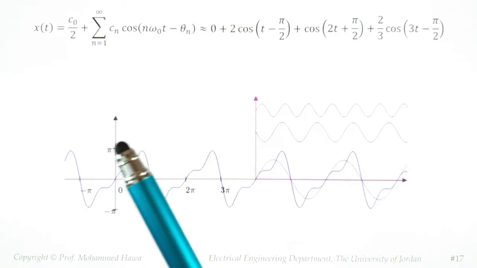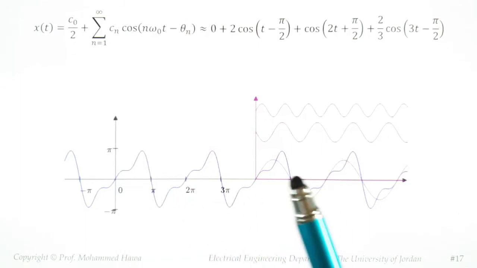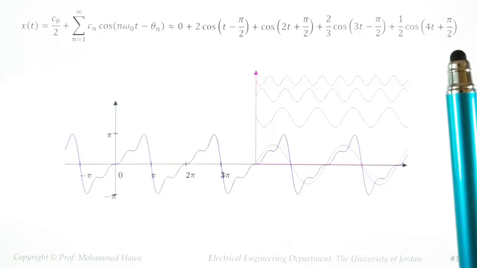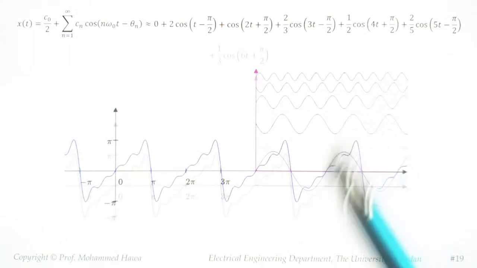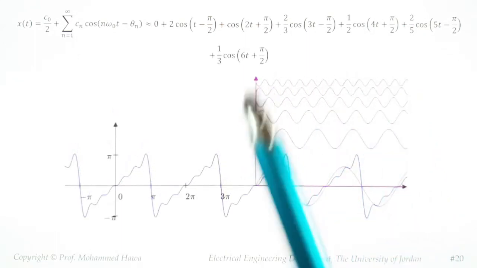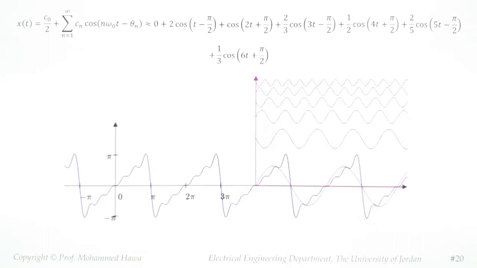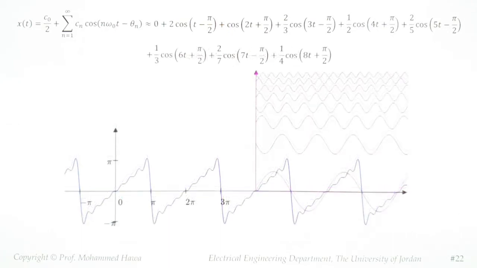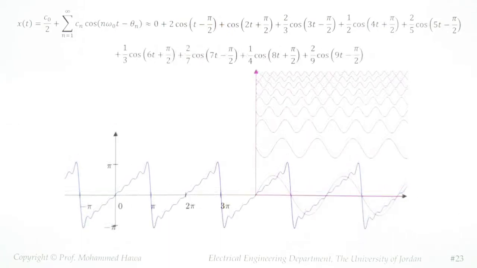And notice we're getting closer to pi and minus pi after only adding 1 harmonic, 2 harmonics, 3 harmonics. If we add more, this is the 4th harmonic, different amplitude and different phase shift, we're getting closer. This is the 5th harmonic we're adding. And then another harmonic, 6 times t. 6 is the fundamental frequency, 1 radian per second, multiplied by a factor of 6. Now I'm adding the 7th harmonic, followed by the 8th harmonic and the 9th harmonic.